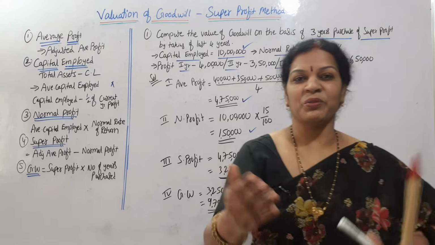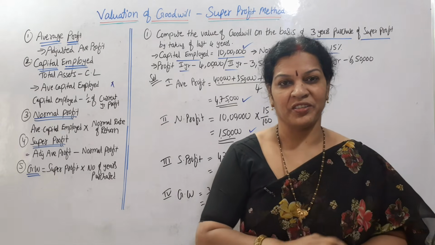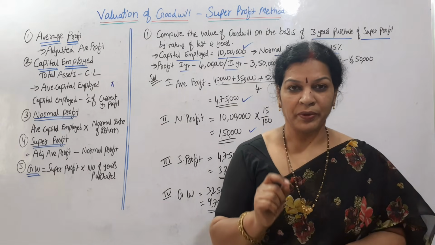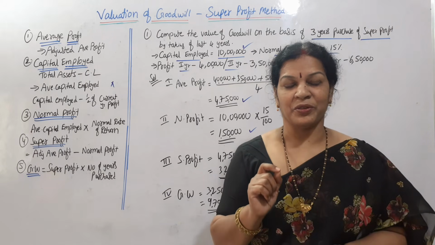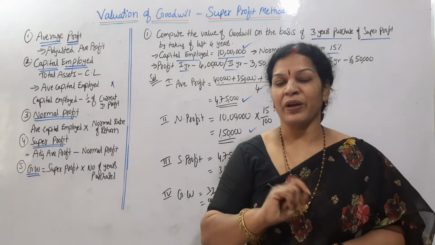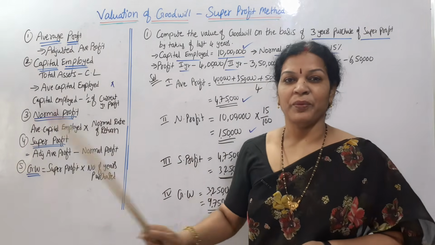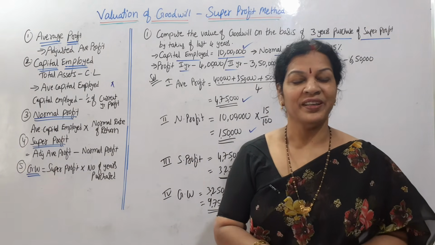In the coming classes, we'll work out more problems so that you'll get a good clarity. Very important, this topic. Super profit method, calculation of goodwill, very important from the examination point of view. Please refer many times, revise it, work out and keep the pro forma in your mind, then it will be easy.